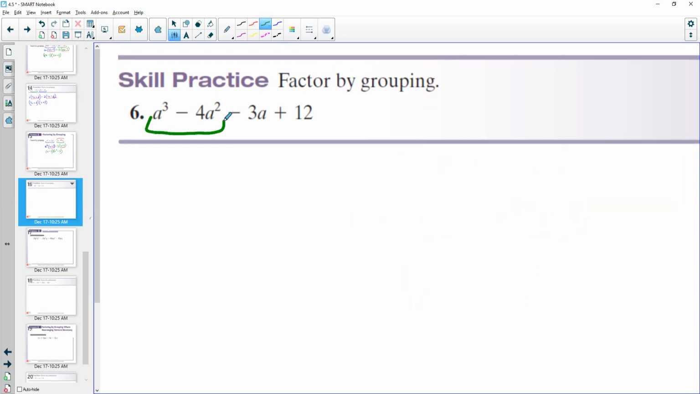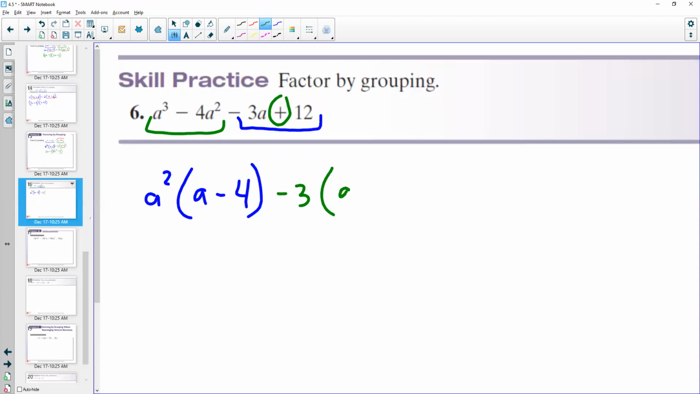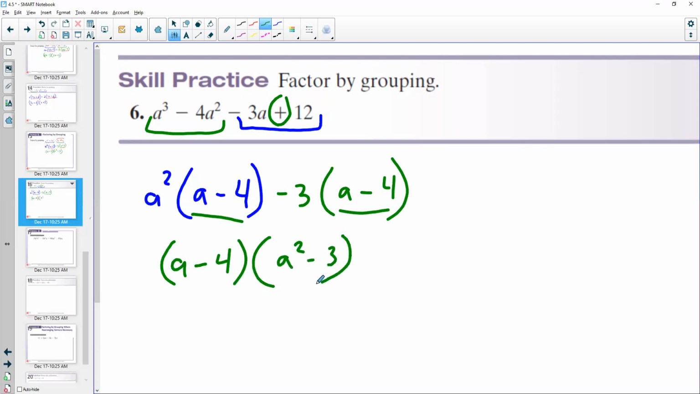Okay, you try this one. Two groups. Same idea. Out of the first set, I can take a squared. That leaves me with a minus 4. And now I have to think about that for my second set. For my second set, I want a minus sign here. So I'm going to pull out a negative 3, a minus 4. And then I'm going to move my binomial first, a minus 4, because they match. Gather up the rest, a squared minus 3. There we go.